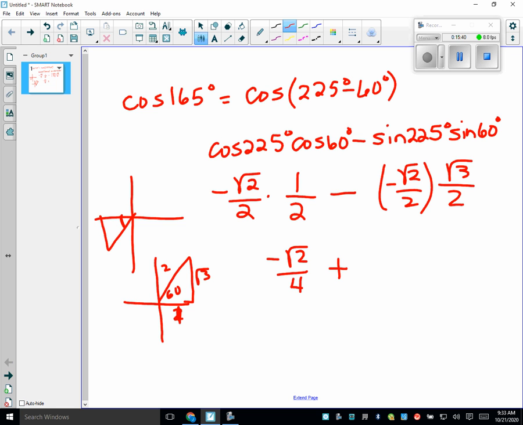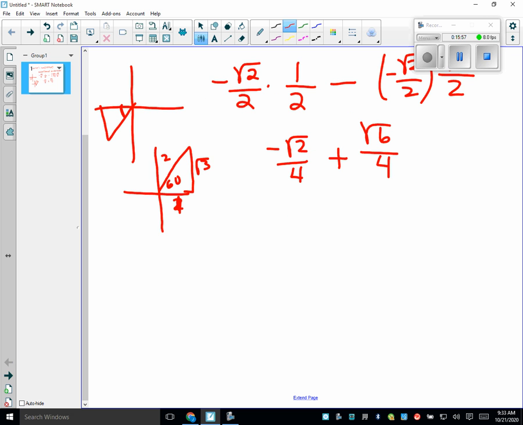When I multiply radicals, if both numbers are inside the radical, I just multiply. So isn't this radical 6 over 4? Yes. But they have the same common denominator. How nice. So it's negative radical 2 plus radical 6, all over 4. And that is my answer.